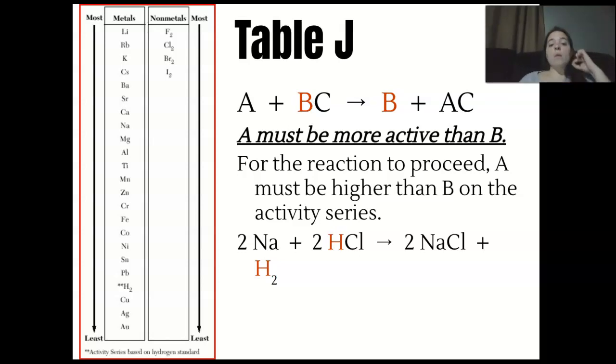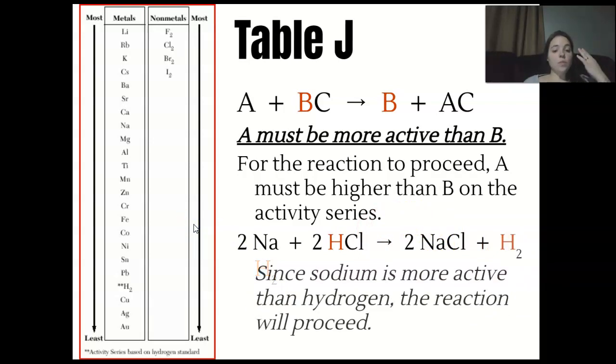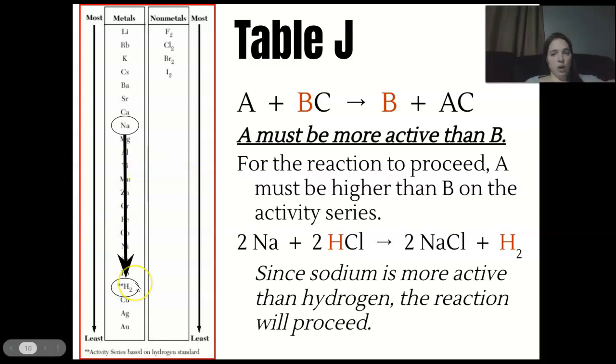Simple as that. Okay, so let's look at this. Sodium and hydrochloric acid goes to sodium chloride and hydrogen. Let's see. Since sodium right here is more active, or higher up on table J, this is going to follow through. This is going to happen. Like, you're going to see something going on. Now, say we did the reverse, and I wanted to do hydrogen and sodium chloride. Because hydrogen is so low, nothing's going to happen. You're not going to see bubbles. You're not going to see anything. Nothing's going to happen.